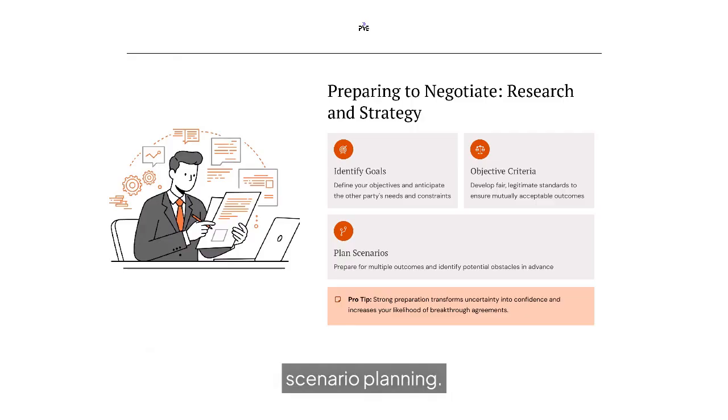Another key step is scenario planning. Imagine different paths the negotiation could take: best case, worst case, and most likely outcomes. Prepare how you'll respond to each. This mental rehearsal helps you stay calm and strategic when surprises occur.